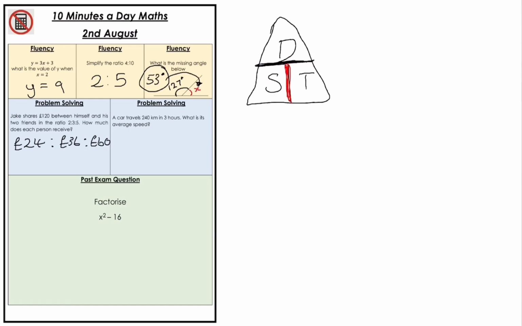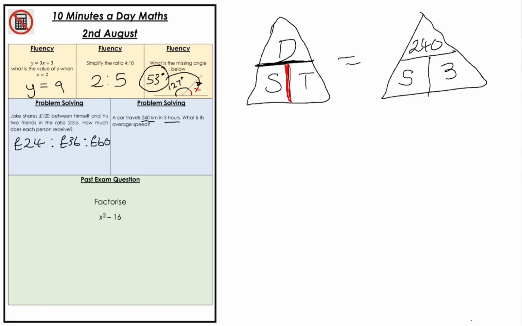Okay, so I'm going to start by substituting the values that I have in the question into my triangle. Now I've got the distance, which is 240 kilometers, and I've got the time, which is 3 hours. But I don't have the speed, so I'm missing that one because I'm trying to solve it. Now remember, this line means divide. So that means I'm going to do 240 divided by 3.